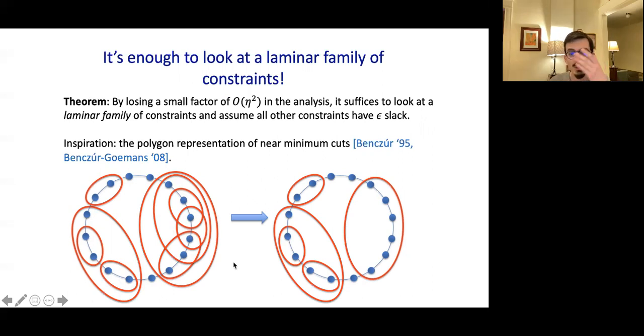And so, as I mentioned, we reduce to the case where these constraints look very simple. They just form a laminar family. In other words, this means we can assume all other constraints have some epsilon slack in this X over 2 solution. I don't have time to talk about it. I just kind of want to show this process visually. And for those familiar, I want to say we take as inspiration the cactus structure of minimum cuts and a generalization of that to near minimum cuts from Bansal and Gomez called the polygon representation. So now I'll say a little bit about how we solve this laminar case.